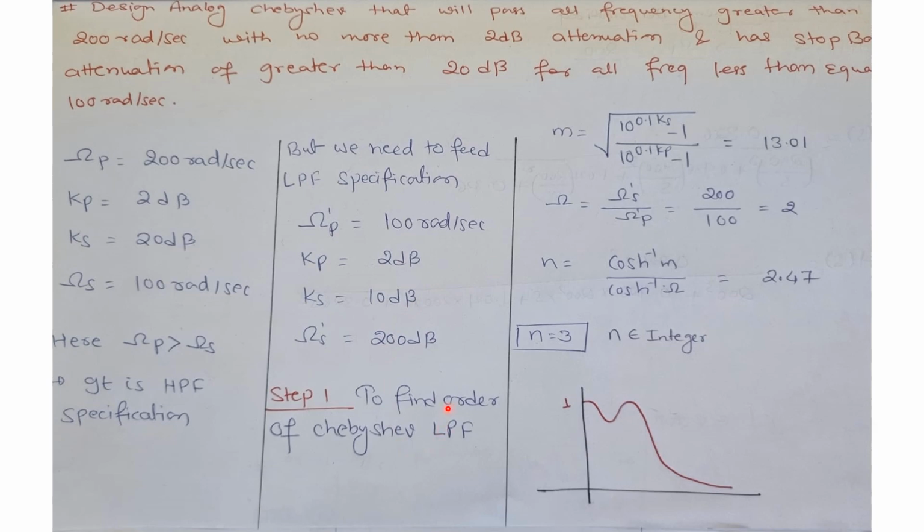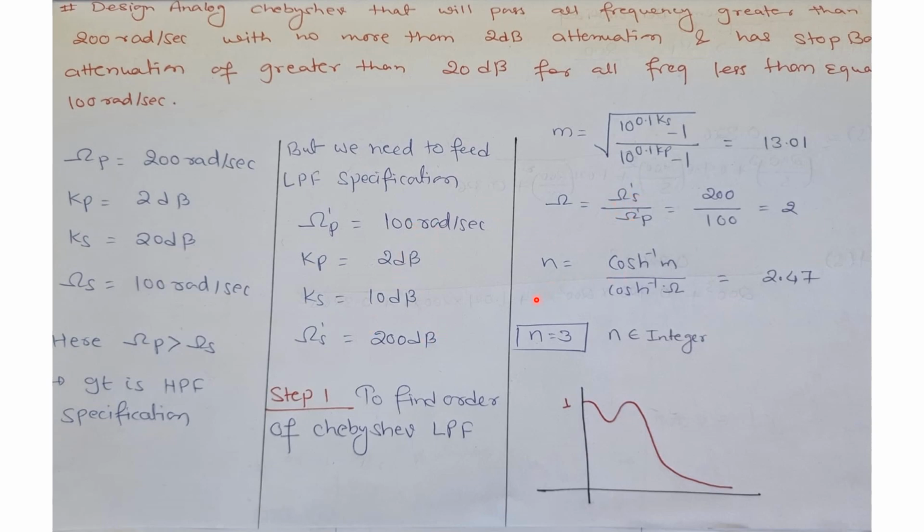Now initially we need to find the order of the Chebyshev filter. How do we calculate the order? First we need to calculate the m value using this equation, similar to Butterworth, and the omega value using this equation. Just consider that here we are taking the dashed value, meaning the exchanged value.